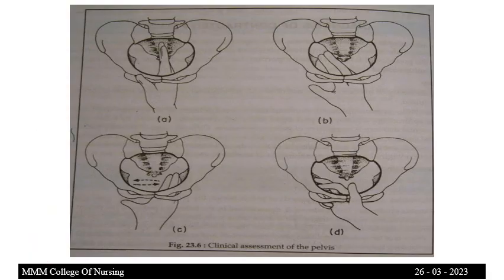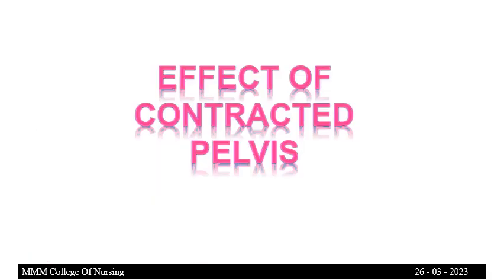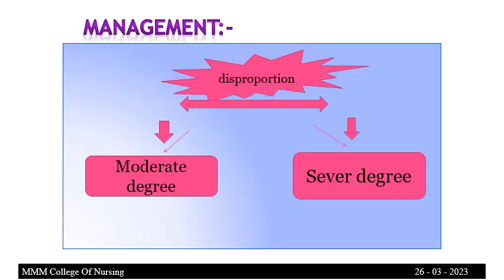So this is a clinical assessment of the pelvis. This is about the history collection, the physical examination, and the diagnostic studies. Next is the effects of the contracted pelvis. So in management, if the disproportion is of moderate degree or severe degree.